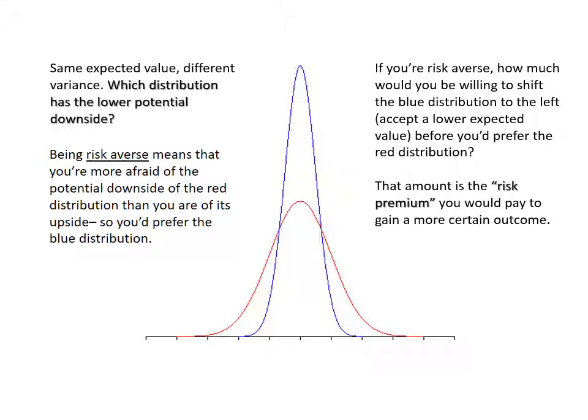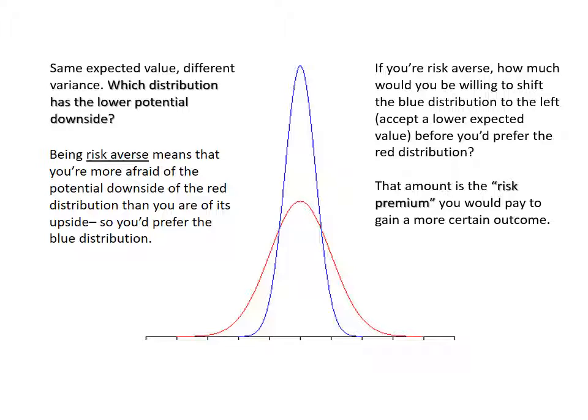So, and this gets into not behavioral economics, but utility, right? And how risk averse people are. So if you had two different choices, and we could represent the probability of outcomes from those two different choices using probability distributions, and we said, okay, choice 1 is blue here, and choice 2 is red, they have the exact same expected value.